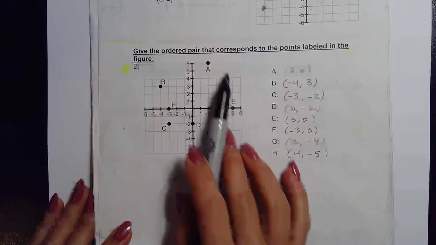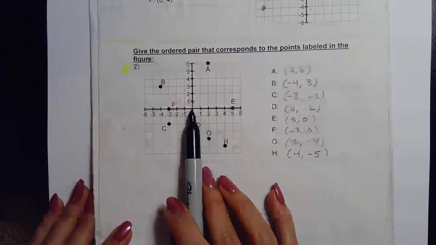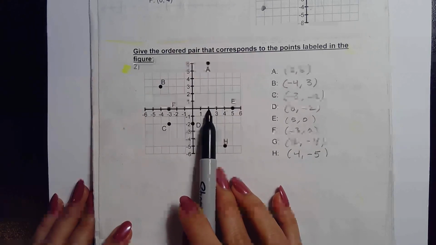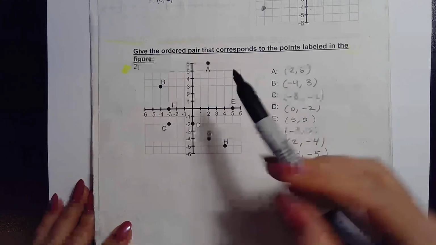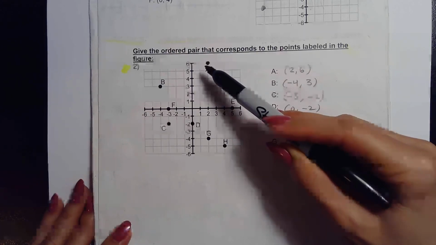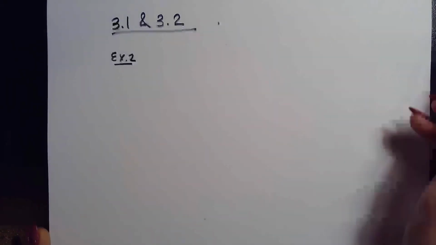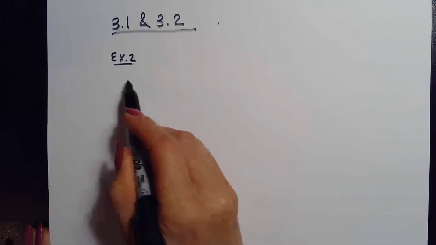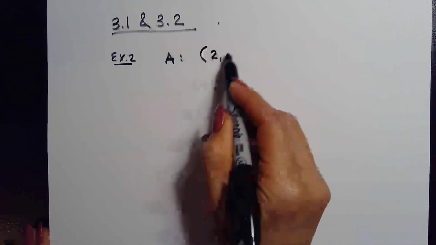So here, using this graph, notice that point A, from the origin, moves 2 places to the right. So that's why the X value is 2. And then from there, it moves 1, 2, 3, 4, 5, 6 places up. So that's the Y, right? So once again, for example, point A is identified as 2, 6.